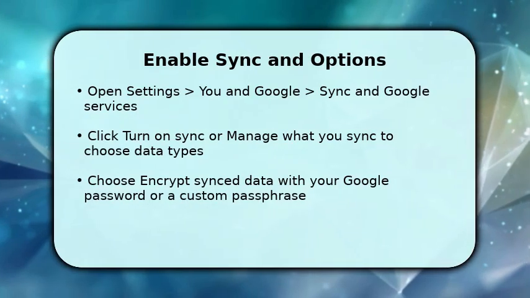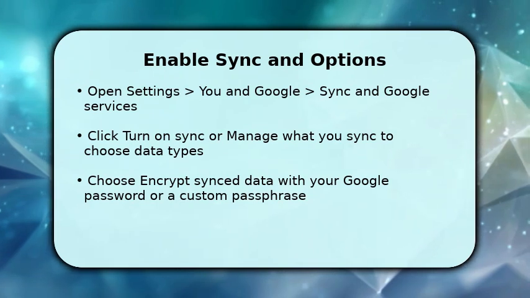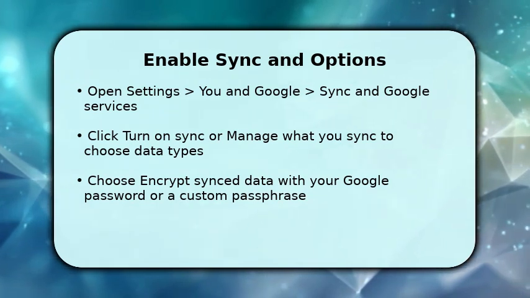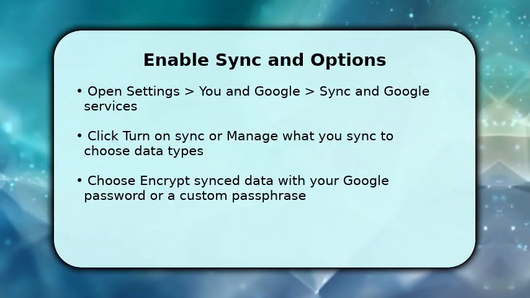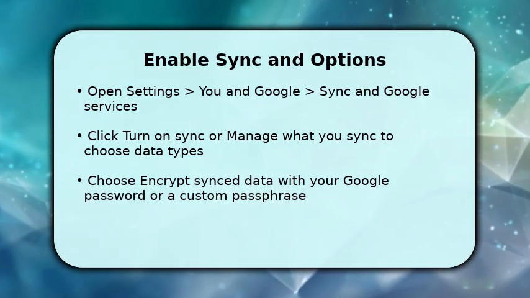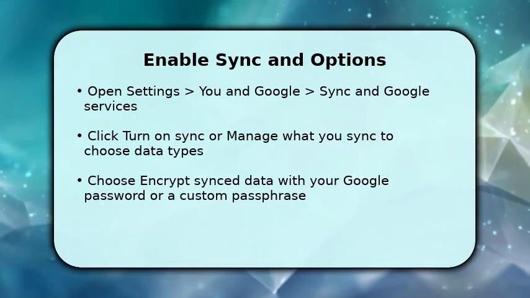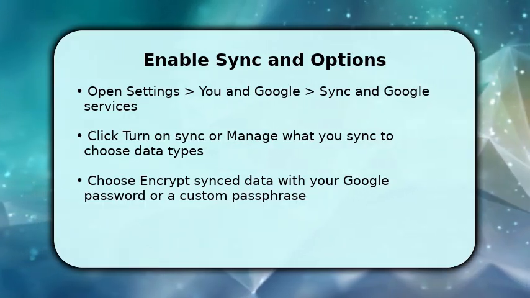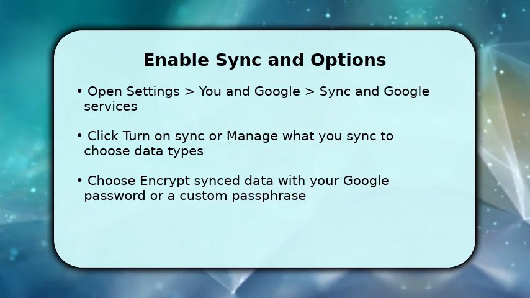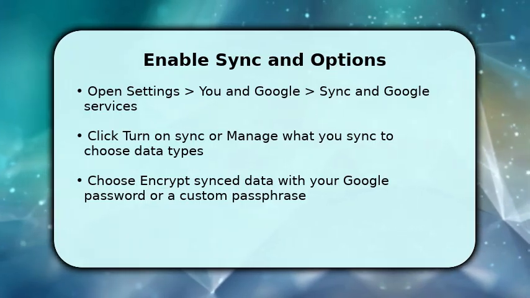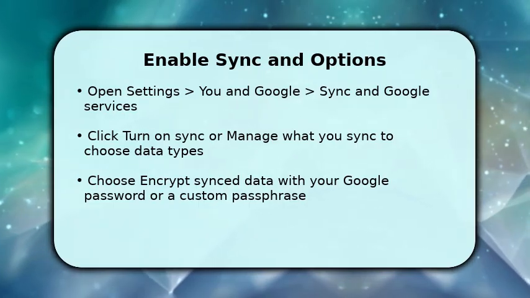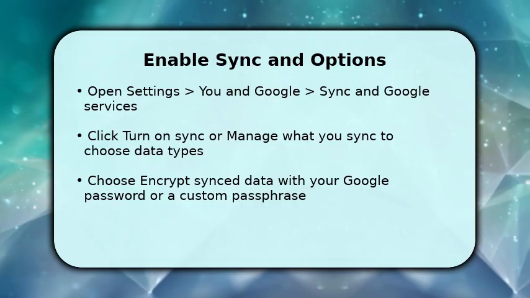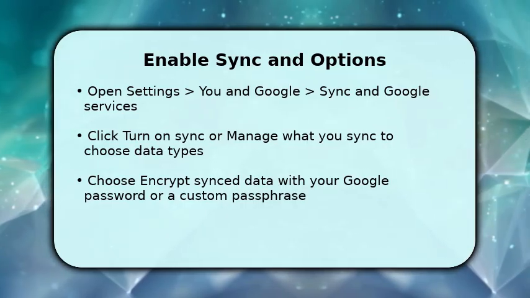Now you'll enable and configure sync. Go to Settings, then You and Google, and select Sync and Google Services. Click Turn on Sync. Chrome will ask to confirm your account and choices. You can choose Sync Everything for convenience or manage what you sync to pick bookmarks, passwords, history, and more. Make sure to set encryption. Default uses your Google credentials, or you can create a custom passphrase for added security. This controls how your data is protected across devices.